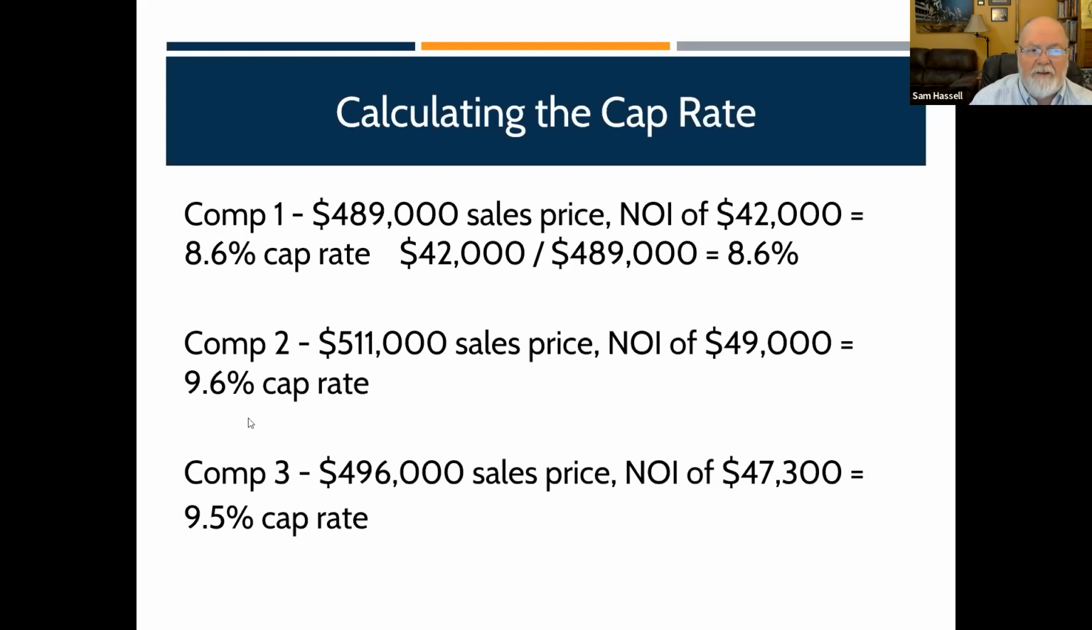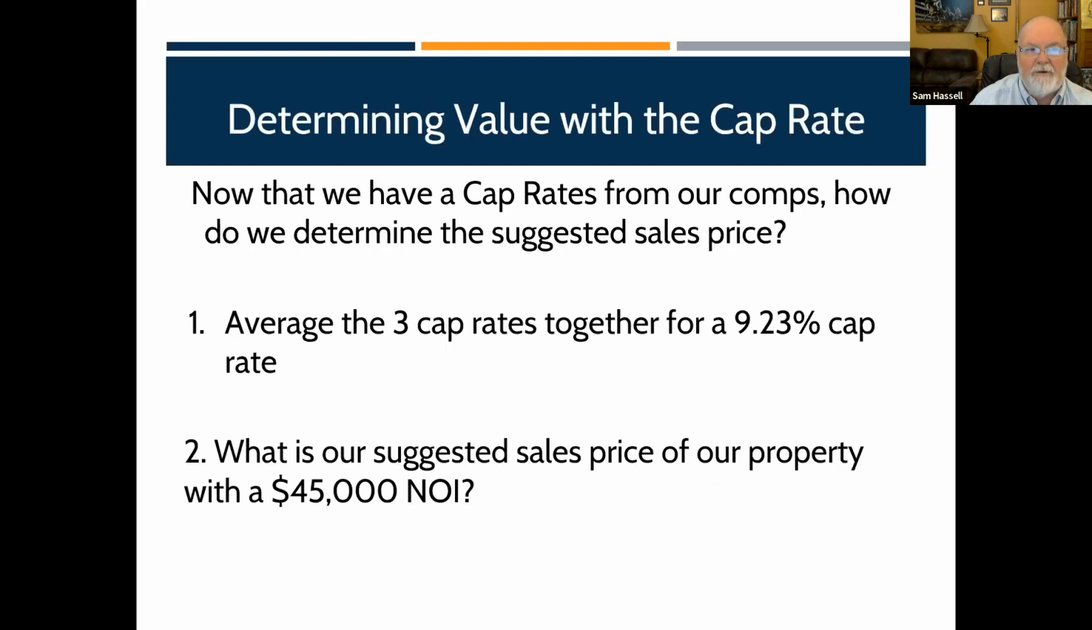So we've got to figure all these out. In this particular case, we're going to take an average of the three, because really we're not finding similars, we're just finding rates of return. So average the three cap rates for a 9.23% cap rate. So if I make $45,000 on this property and I need a 9.23 cap rate, how much is the value? What am I willing to pay here?